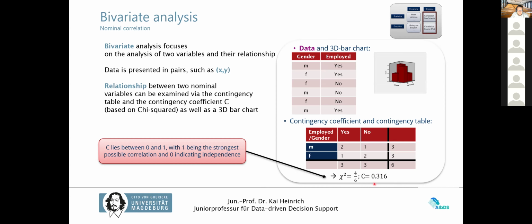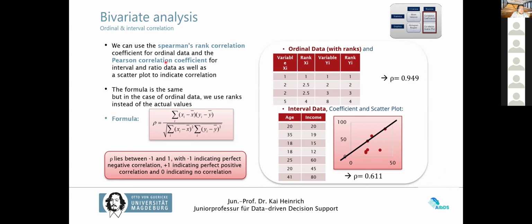Then we see that a large correlation will result in a large coefficient and so on. It is based on chi-square. The idea is that they are independent from each other, and in your mind you draw a table of how it would look if they were independent. Then you look at the actual table and calculate how different it is. That's the idea. For ordinal and interval correlation, with ordinal data we use rank correlation. The formula is the same, but in ordinal data you use the ranks, and in interval or ratio data you just use the actual numbers.